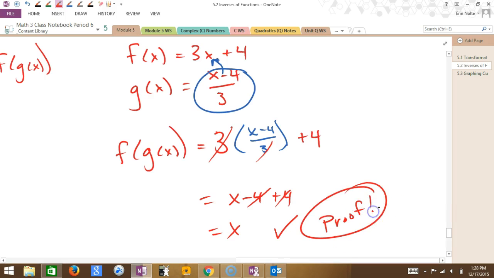Remember you guys doing proofs before? Yeah, they suck. This one's not so terrible, in my opinion. So you are proving that they are in fact inverses. Because x equals x. Because y equals x. X equals x. Just x. F of g of x.